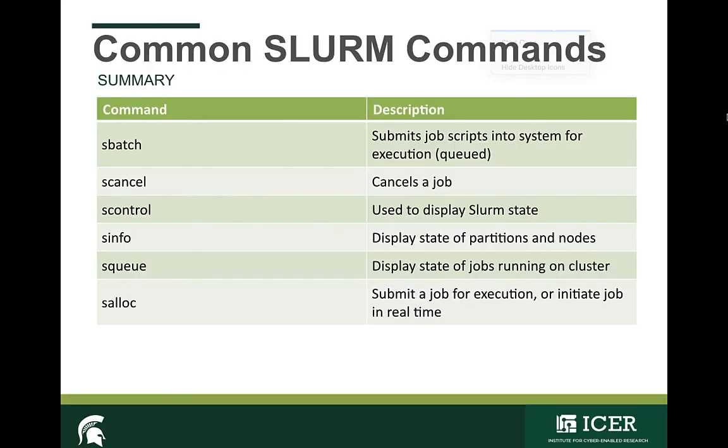So just to review the commands we covered today: sbatch for submitting a job script to the queue, scancel to cancel a job while it is running, scontrol displays the SLURM state of that job, and sinfo displays the state of the partitions and the nodes within those partitions. sq shows us the state of running jobs on the cluster, and salloc is for job execution, or to initiate a job in real time. In other words, to start an interactive job. We also covered srun, which is for launching a job interactively.